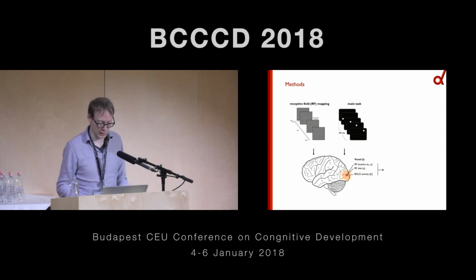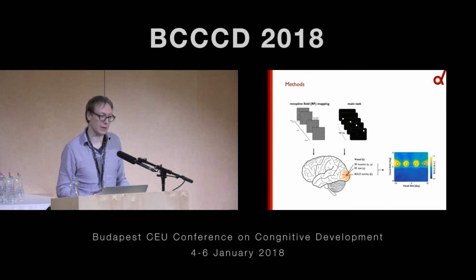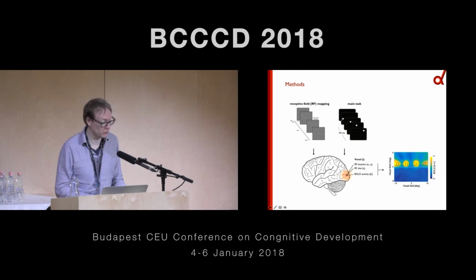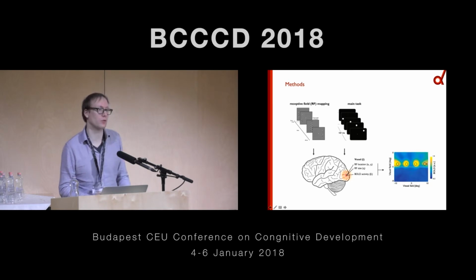And when we have that, then we can present a sequence of dots and see whether there is activity in the correct visual field locations. So here I'm showing you the result for the main task, where there is a dot sequence from left to right. And here, dotted in black, are the actual locations where the stimulus was presented.